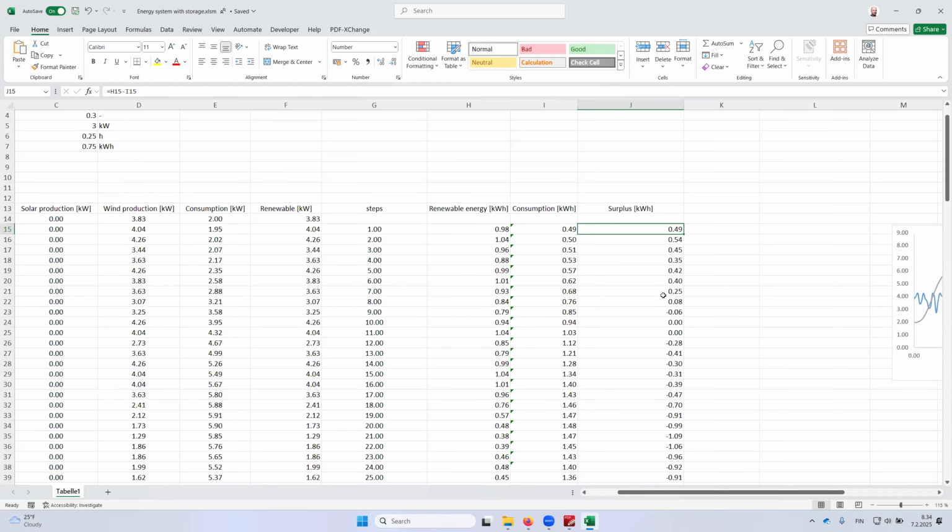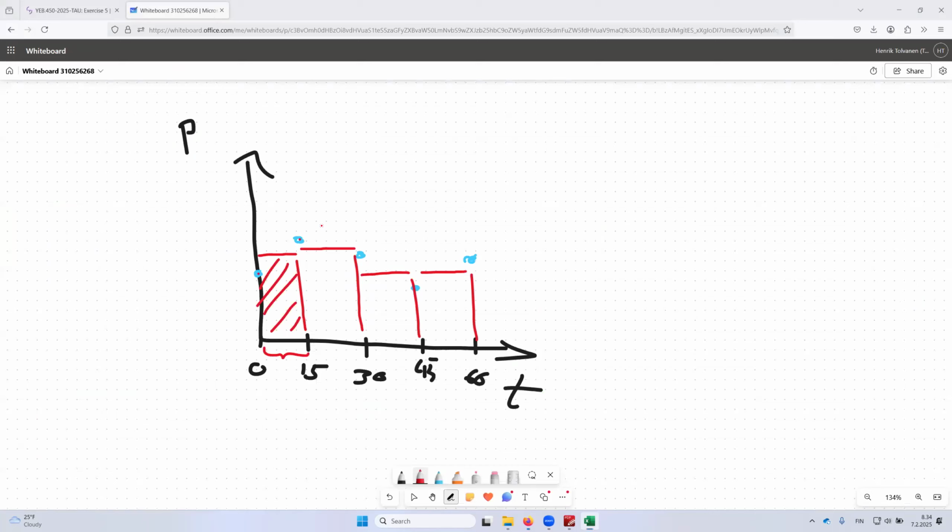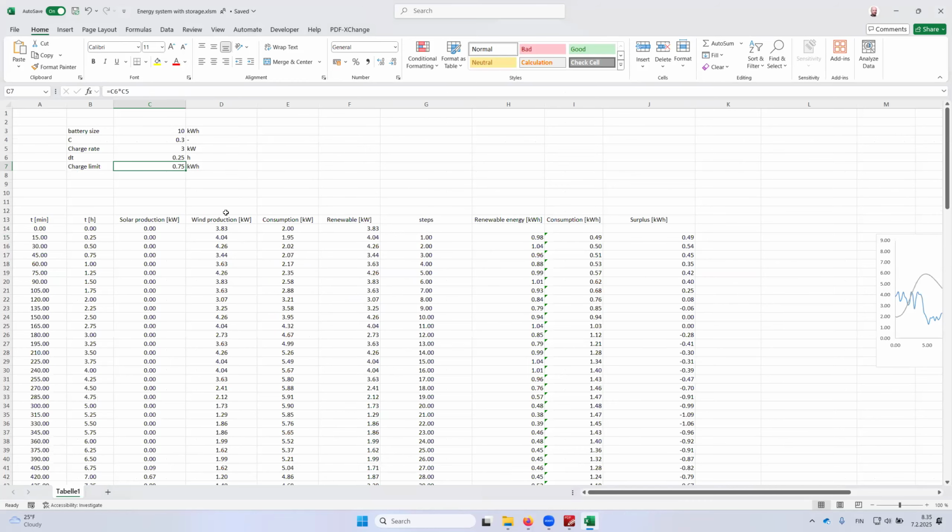But if we're talking about the battery, now we determined that our charge limit is going to be this one. So we can't fit during this 15 minutes any more than 0.75 kilowatt hours into the battery, or we cannot discharge any more than 0.75 kilowatt hours. So now I'm going to have an if statement in here. There's going to be surplus limited.